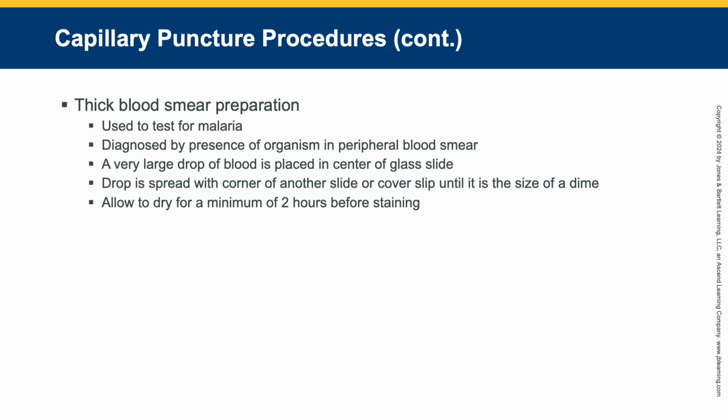To prepare a thick smear, you want a very large drop of blood in the center of the glass slide, not just a little one, but a very large drop, and spread it with the corner of another slide or cover slip until it is the size of a dime. The smear needs to be able to dry for a minimum of 2 hours before they stain it. Then you stain it with what we call a Giemsa stain, which is a water-based stain, and this lyses the red blood cells and makes the organisms easier to see.